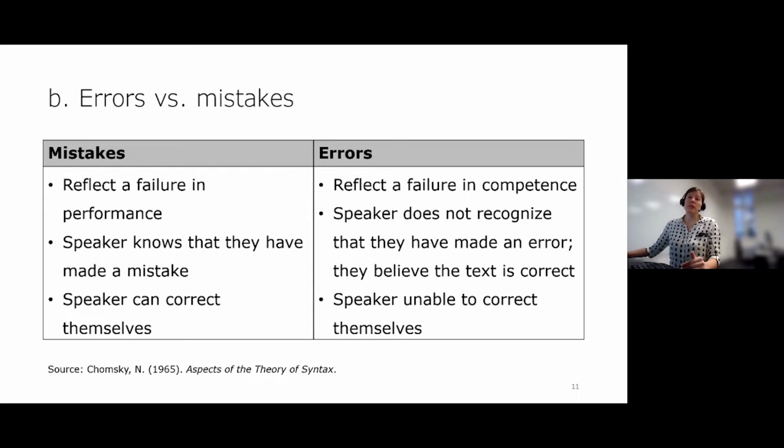Another idea I'd like to bring up is this concept from linguistics. Noam Chomsky distinguishes between what he calls mistakes versus errors. Mistakes, according to this definition, represent a failure in performance, whereas errors are a failure in competence. Mistakes are what we make when we are rushed or tired, whereas errors are what we make when we speak or write in a language we don't master or about a field we don't fully understand.